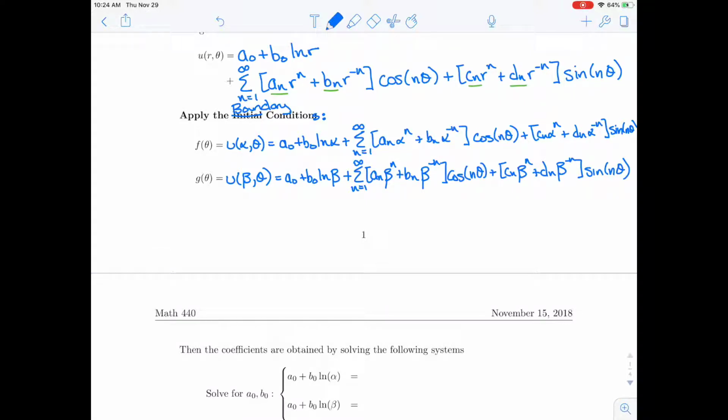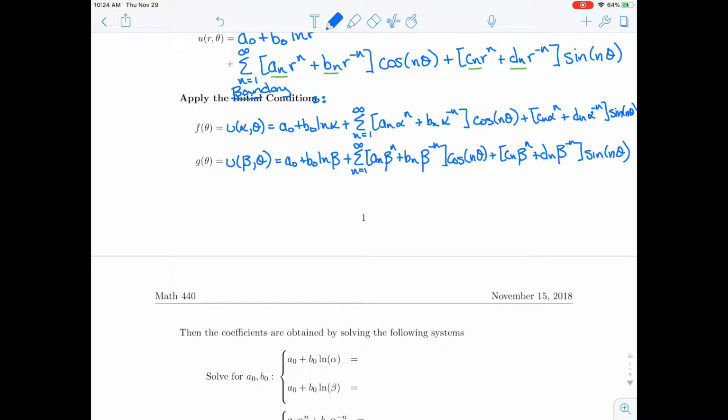And so both of the terms that you see there from the boundary conditions are Fourier series. Because they are Fourier series, we should be able to use that information to figure out what the coefficients are. So the first thing that we would see is that a sub 0 plus b sub 0 natural log of alpha, that's the constant term, so that should be 1 over 2 pi times the integral from 0 to 2 pi of f of theta d theta, which is the average value of f.